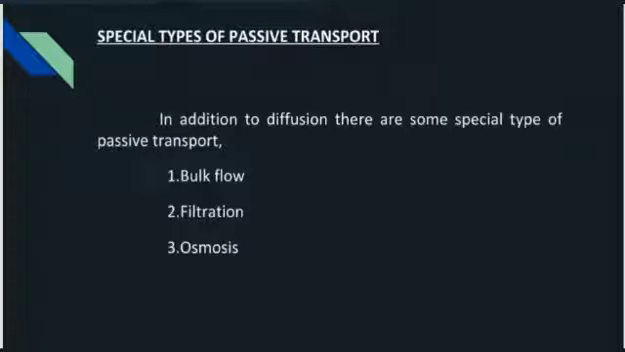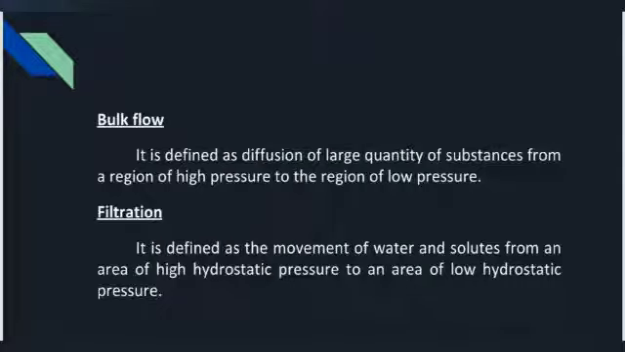Special types of passive transport. In addition to diffusion, there are some special types of passive transport: bulk flow, filtration, osmosis. Bulk flow is defined as diffusion of large quantity of substances from a region of high pressure to a region of low pressure.